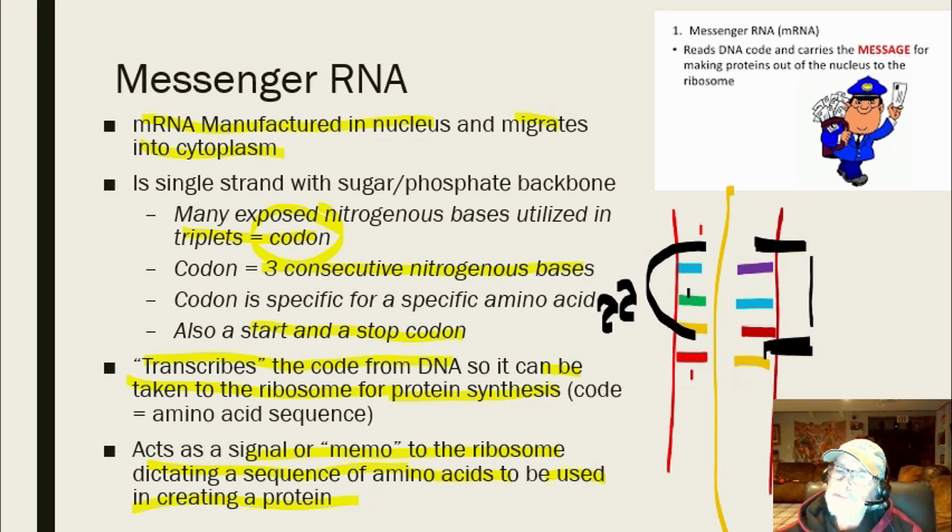Perfect. Okay, so it transcribes the code. So DNA has the code. That code is transcribed on messenger RNA by coding with the opposite nitrogenous base.